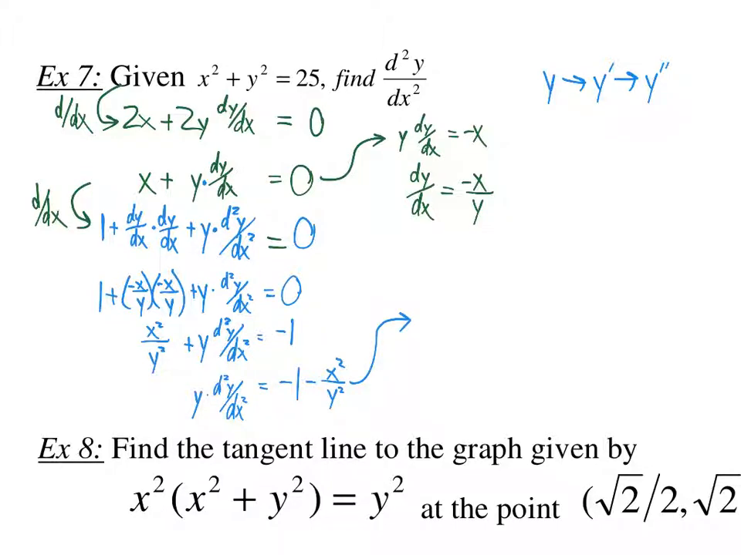And then I'm going to divide by y. So I'm going to divide both parts by y, and I'm going to get d squared y dx squared, the second derivative, equals -1 over y minus x squared over y cubed. Oh, I see, because I divided both of those by another y. Now let me just show you something here, because this can actually help a little bit.